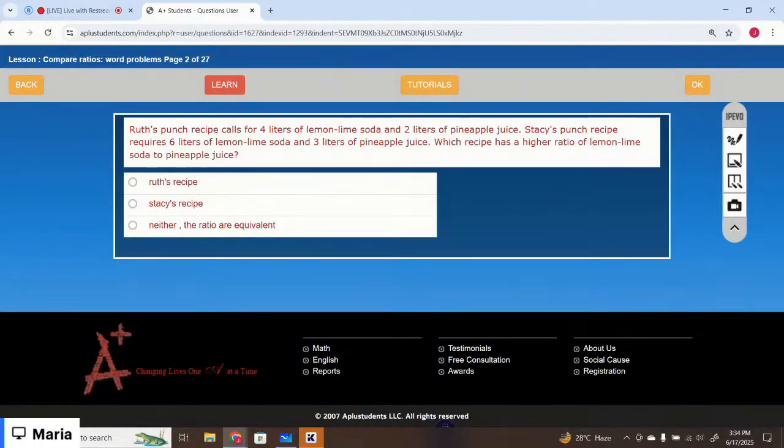Which recipe called for 4 liters of lemon lime soda and 2 liters of pineapple juice? Stacky's recipe requires 6 liters of lime soda and 3 liters of pineapple juice. Which recipe has a higher ratio of lemon lime soda to pineapple juice? So option number 2 is the correct option, that is Stacky's.